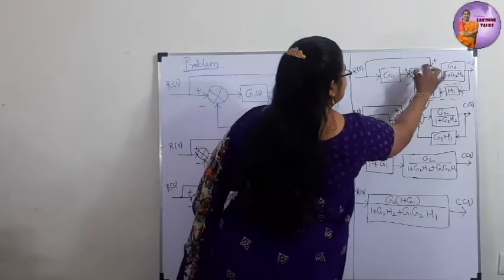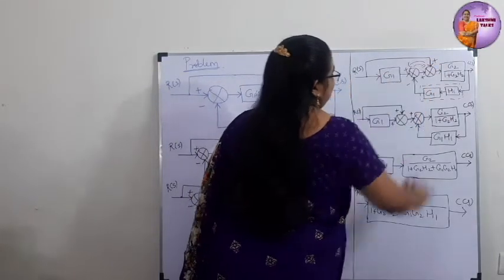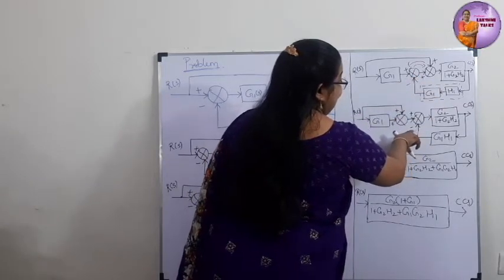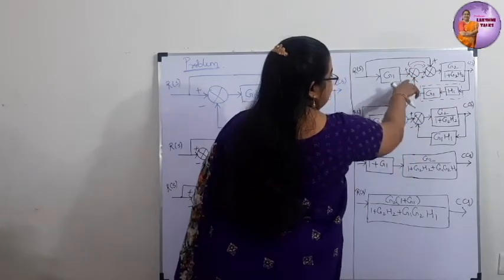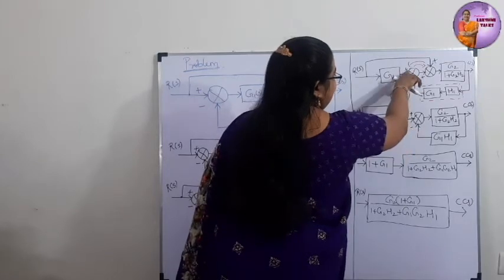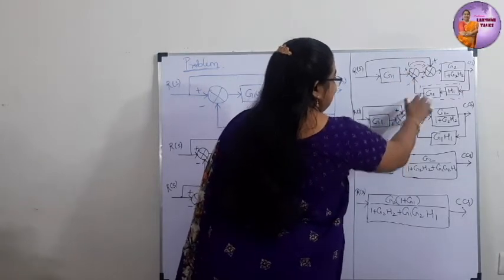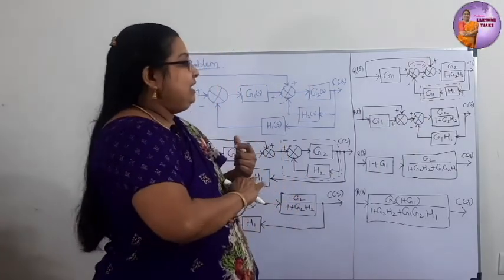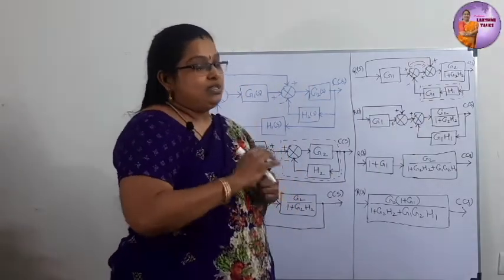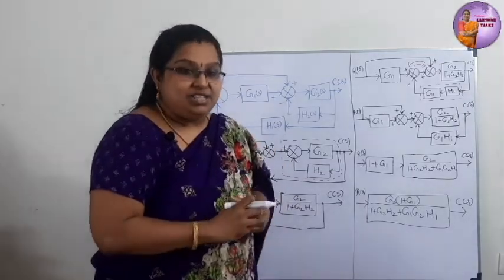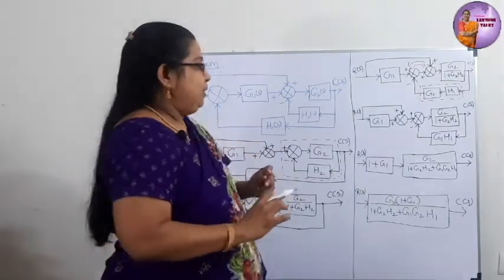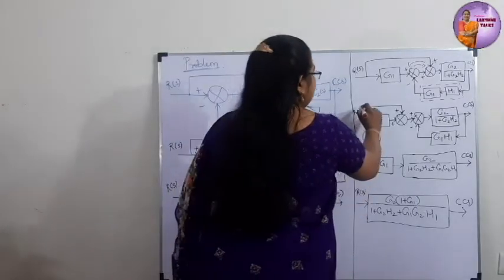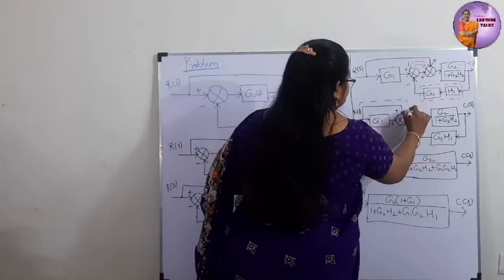So we can interchange these 2 summing points. Once you interchange, this goes that side with the same sign. Check for the sign: positive, negative, positive, negative. Here both are positive. We know the rule that when 2 summing points are next to each other, they can be interchanged without any problem. So we have interchanged. Now what do we get? We get 2 blocks in parallel.